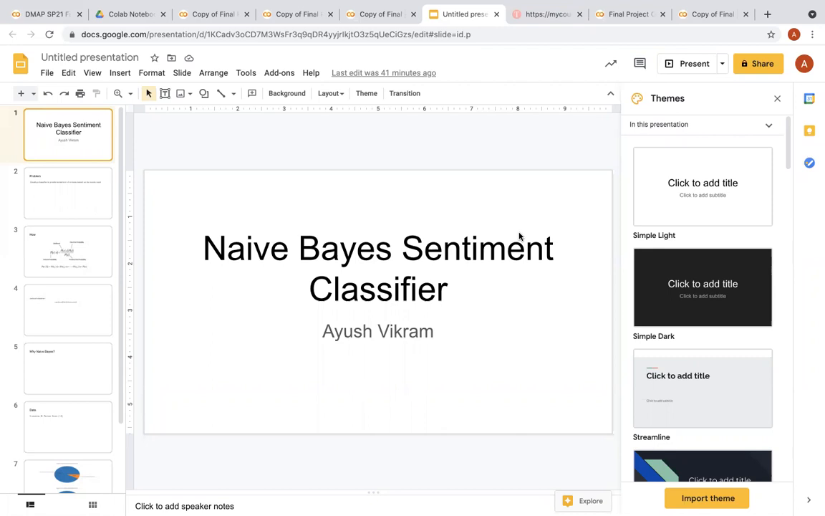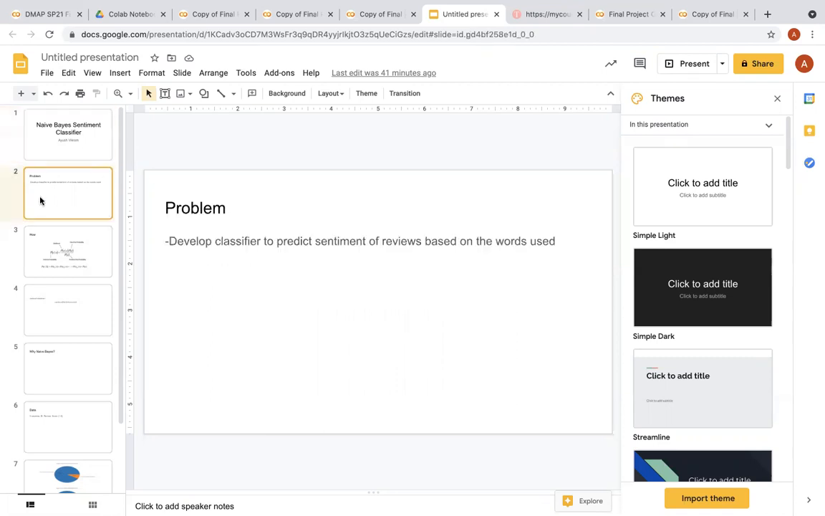My project was on a naive Bayes sentiment classifier. My problem statement was that I wanted to develop a classifier to predict the sentiment of reviews. You give reviews based on a service or product that you use and your experience with that product, based on the words that are used in the review. So based on the words used in the review, can we predict the sentiment of the review, whether it's a positive or negative review? And I wanted to develop a classifier using the naive Bayes algorithm.